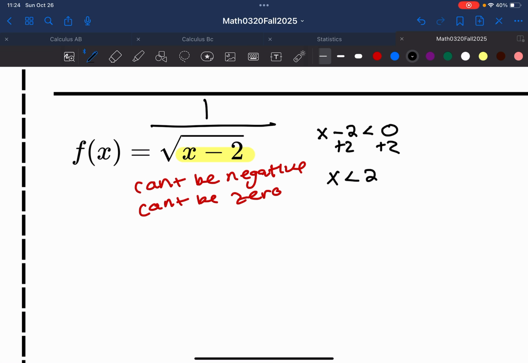Okay, so that means all values smaller than 2 will make this negative. All values smaller than 2, which means we want values greater than 2. But we don't want to plug in 2 because we would end up with 0 on the denominator, and 1 over 0 is undefined. So when we write our domain, this is going to be parentheses 2 to infinity. It's no longer bracket 2 because bracket means we are including 2, and if we plug in 2, we'll get 0, and again, we do not want 0 in the denominator. So it's parentheses 2 to infinity.